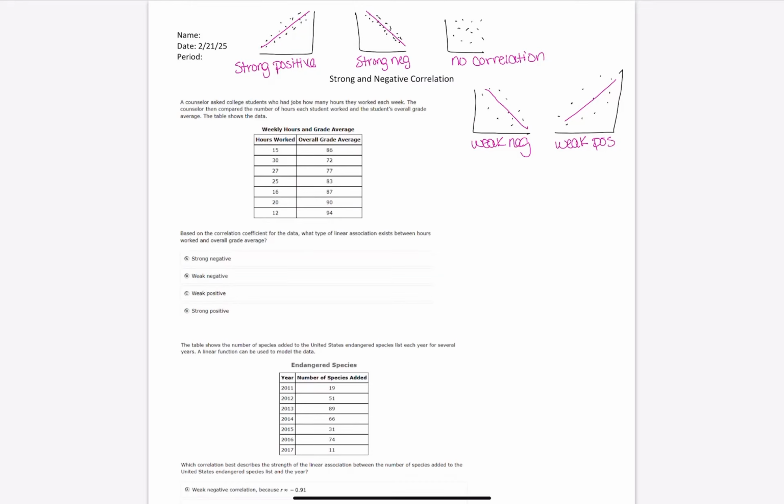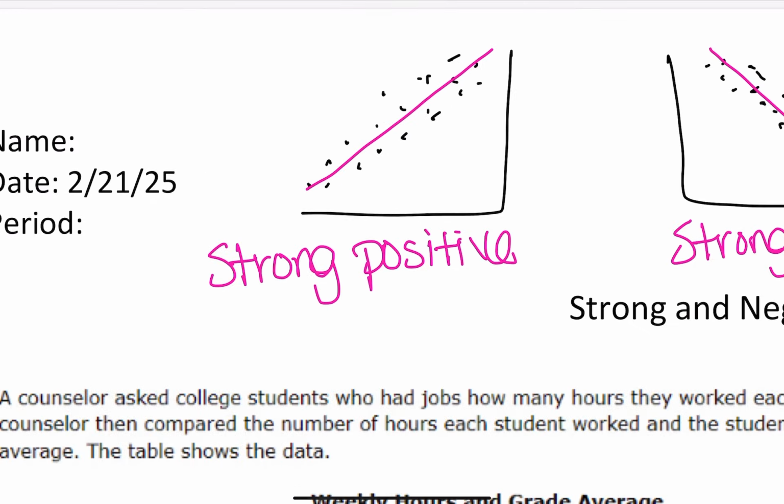Okay, in this one we're going to talk about strong and negative correlation. There are three types of correlations: positive, negative, and none. To get more specific, there's a strong positive, strong negative, and weak positive. So this is my strong positive.